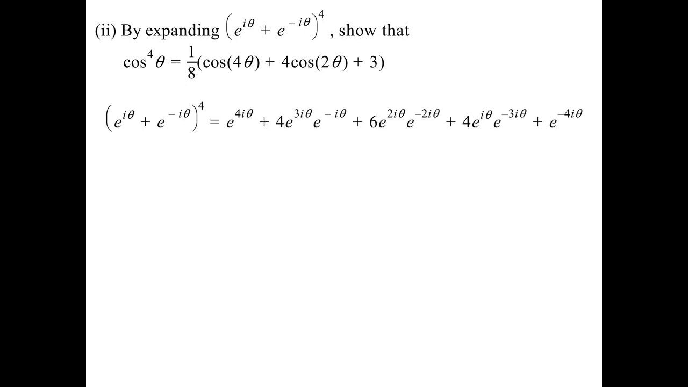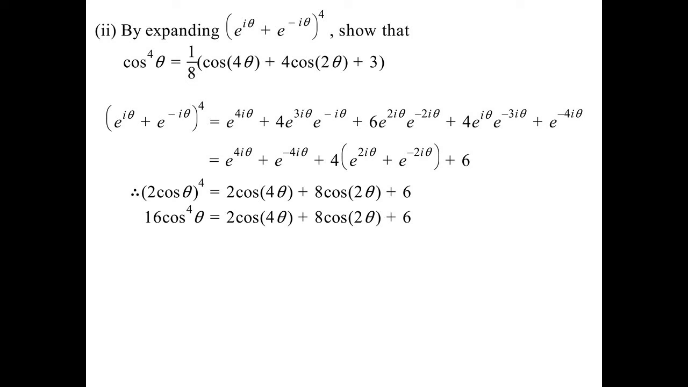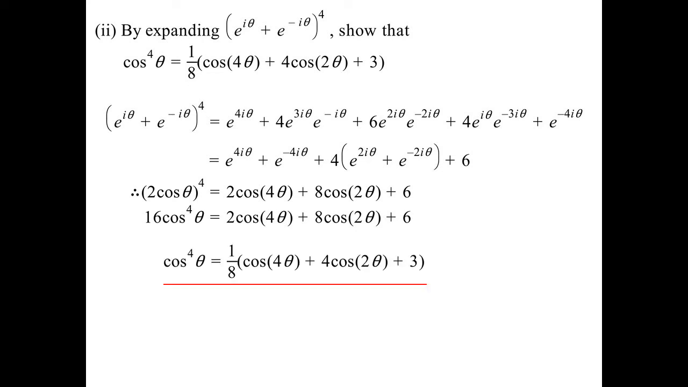By expanding this expression, so we're going to remember our binomial theorem idea, show that. Okay, expand it out, coefficients go 1, 4, 6, 4, 1. Tidying up those powers, and you'll notice how I've grouped them. I've got the 4i theta and the minus 4i theta together, and the 2i theta, because now I can go back and sub in 2 cos, 4 theta for the first one, 2 theta for the second one. And now I should be able to play around with this and get the result that they want.